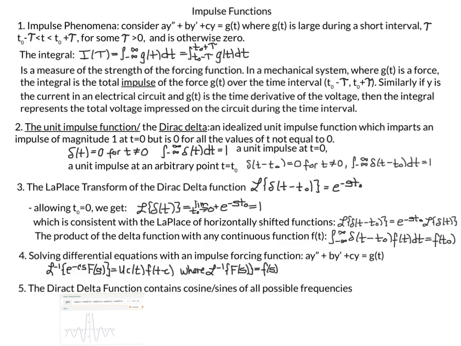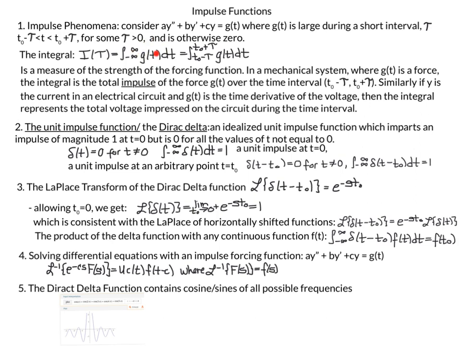In this video, we will talk about impulse functions. In particular, we will look at them as a second-order differential equation equal to a forcing function, where the forcing function is large during a short interval. We also define this integral, I of tau, tau being the length of our interval, as the integral from negative infinity to infinity of g of t dt, our impulse, our forcing function.